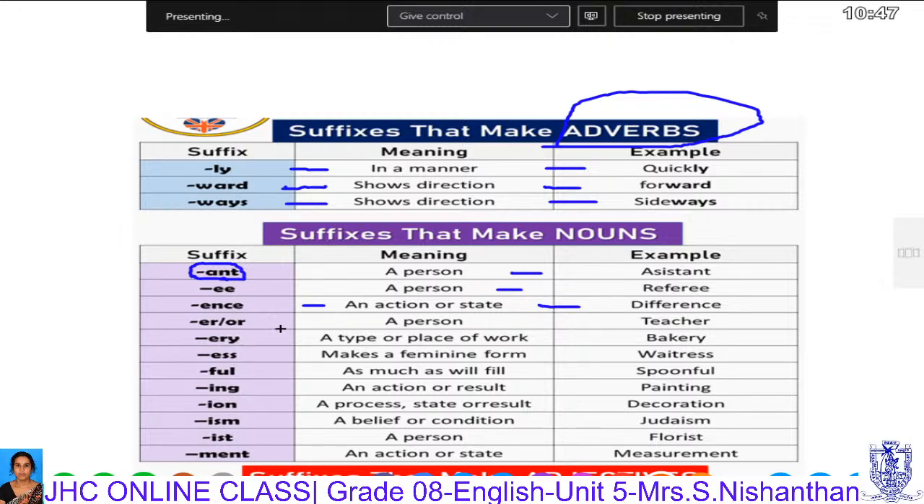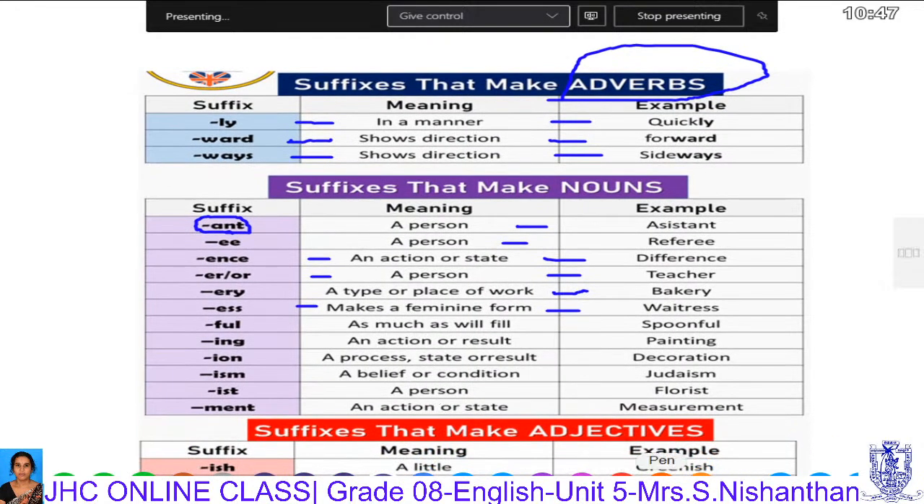Er or or also denotes a person. Teacher, actor. Or or er. Ery, a type of place of work. Bakery. Right? Machinery, like that. Machine, machinery. Bake, bakery. Right? Ess gives us the feminine form. Waitress, actress, like that. Right? Ess.